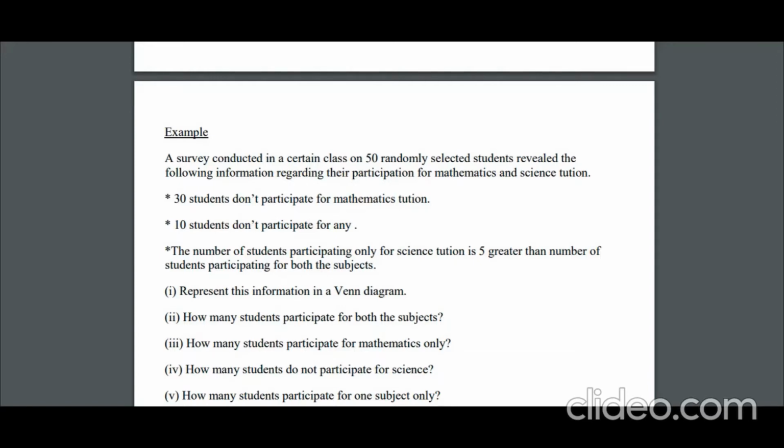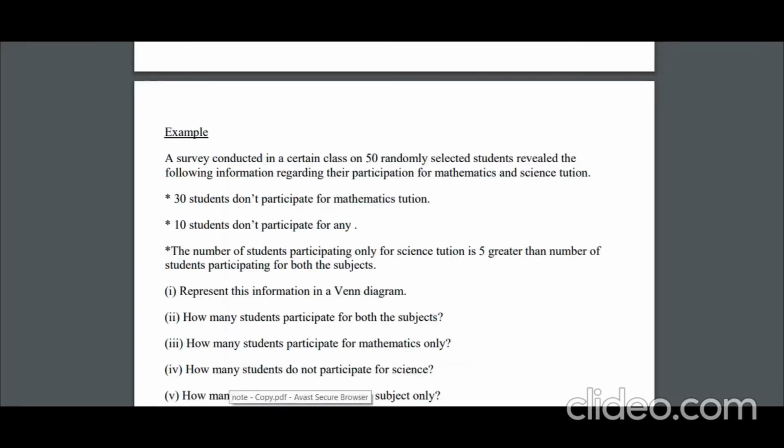Right, let's do this. The first question is to represent this information in a Venn diagram. The first information we know is the size of the universal set. We have been given 50 randomly selected students. So first we can draw the universal set like this, a rectangle, 50 people.